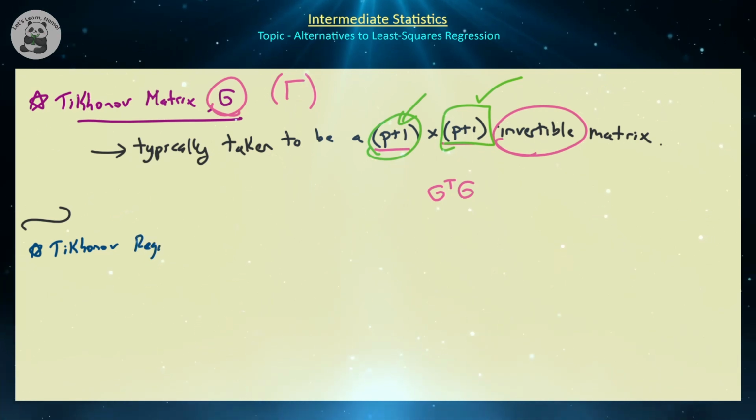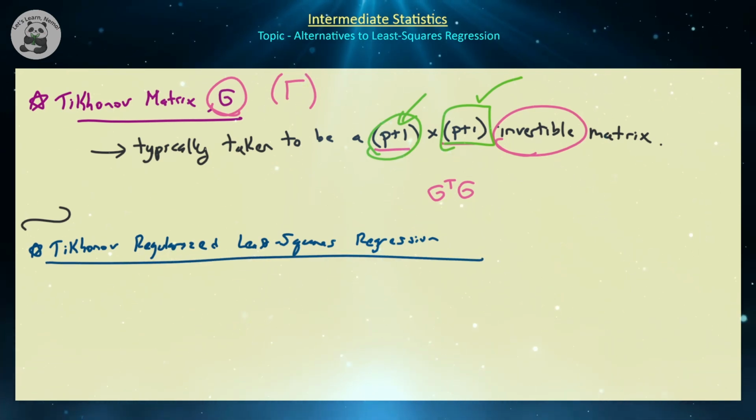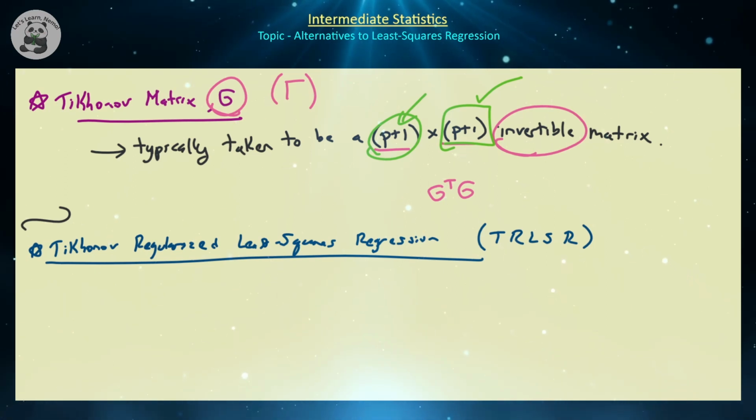Tikhonov regularized least squares regression. So it's in some sense a generalization of the least squares regression, right? So we can call this, for example, the Tikhonov regularized least squares regression model. So the TRLSR approach. So what the Tikhonov regularization least squares model aims for is to, again, minimize.